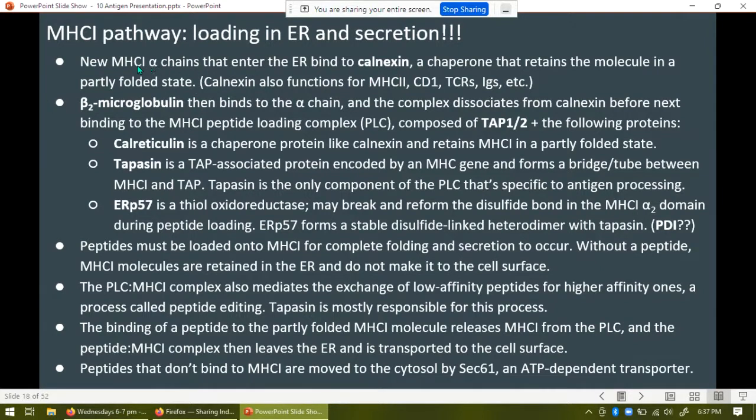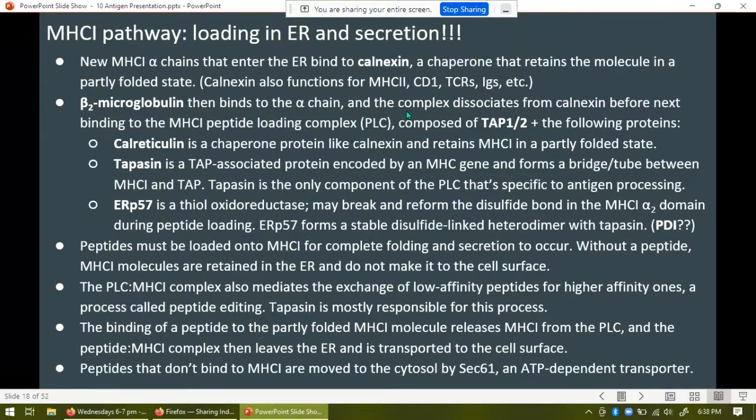After calnexin binds to MHC1, beta-2 microglobulin binds to a different side. It binds between the alpha-1 and alpha-3 domains. And the complex dissociates from calnexin after beta-2 microglobulin binds to MHC1. So calnexin is released. And next, the MHC1 beta-2 microglobulin complex binds to a multi-protein complex called the peptide loading complex, or PLC.